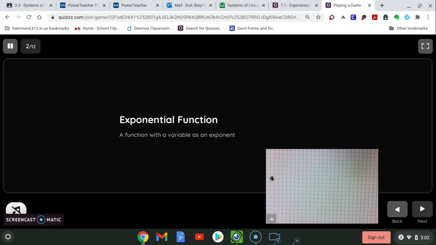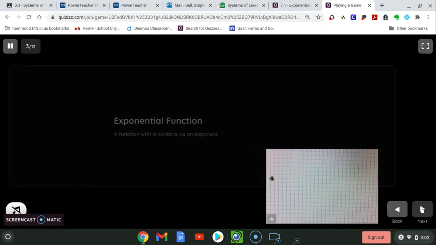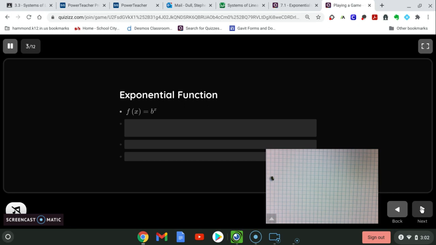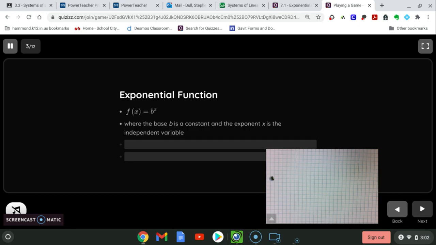So a function with a variable as an exponent is an exponential function. An exponential function is going to look like f of x equals b to the x. The base b is a constant, and the exponent is your independent variable. So that's where you're going to substitute in your 0, 1, 2, 3, 4 if you were making a table of values. B has to be positive, and B cannot be equal to 1.